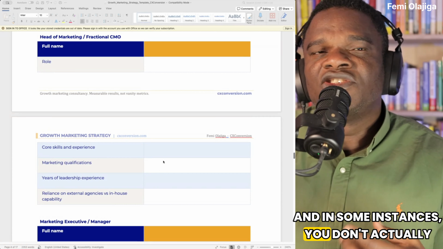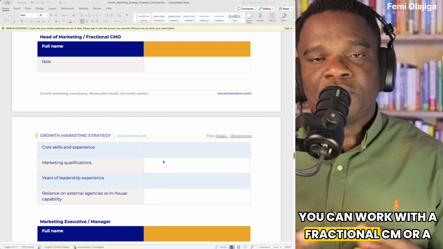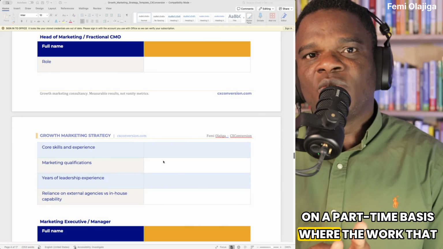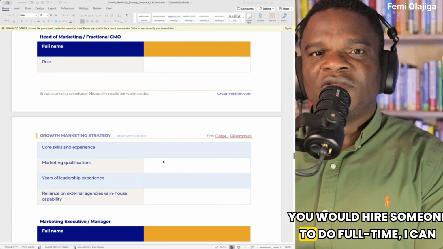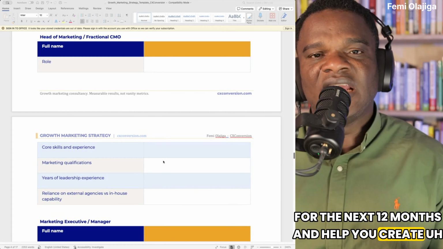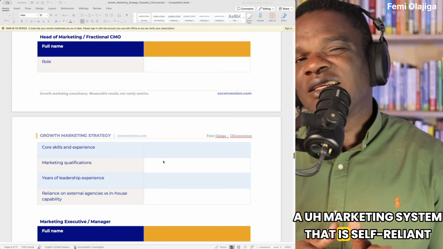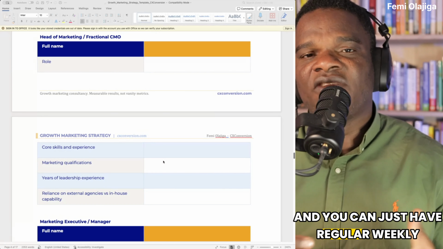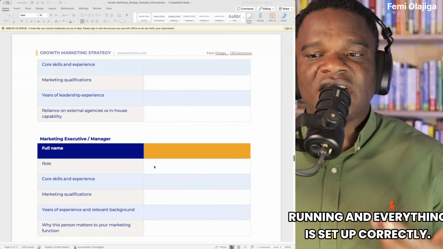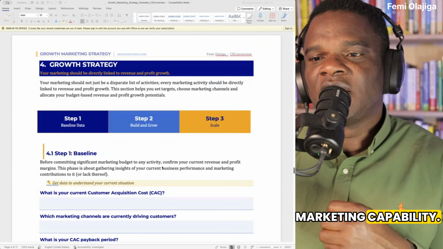And in some instances, you don't actually need to hire someone. You can work with a fractional CMO or growth marketing consultant like myself on a part-time basis, where the work that you would hire someone to do full-time, I can do that for the next 12 months and help you create a marketing system that is self-reliant, and you can just have regular weekly meetings to make sure that the marketing is running and everything is set up correctly. So again, you need to build the in-house marketing capability.